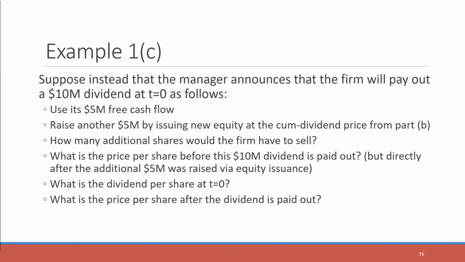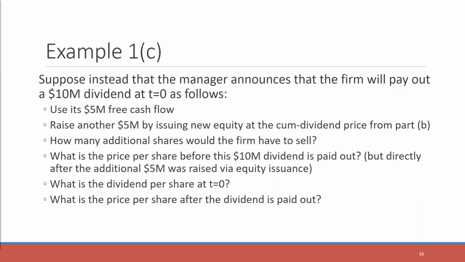Suppose instead that the manager announces that the firm will pay out a $10 million dividend at time T0 as follows. It's going to use its $5 million free cash flow, so that's the 5 million that it has today. It's going to raise another 5 million by issuing equity at the cum dividend price from part B. That is, the firm is currently valued at $55 per share. So they're going to raise another 5 million by issuing equity. And remember, the price is going to be $55 per share.